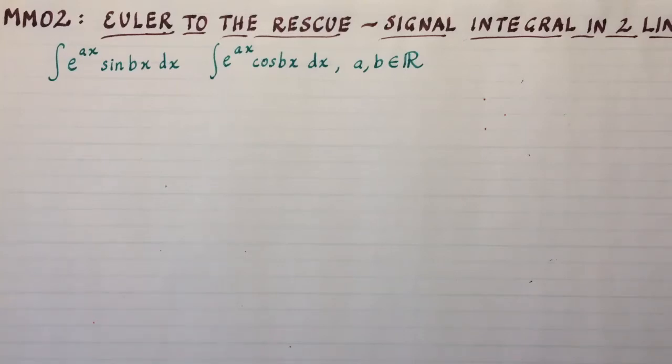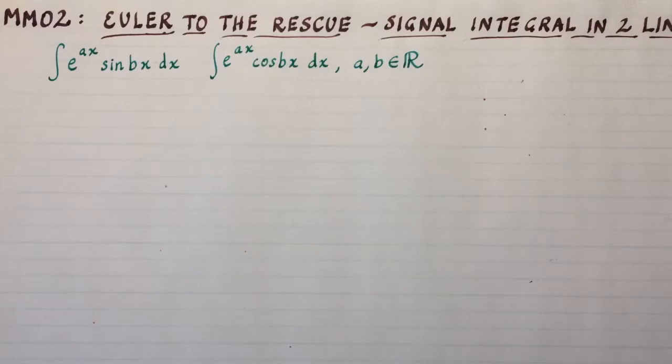In this video, I will show you how Euler's formula can be used to evaluate pretty complicated integrals. Now, the two integrals that I've shown you here are common in signal processing, and they have a combination of the exponential and trigonometric functions. There are more complicated integrals in that same field, but these are the most basic ones.